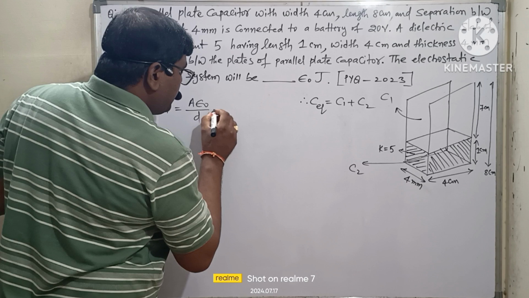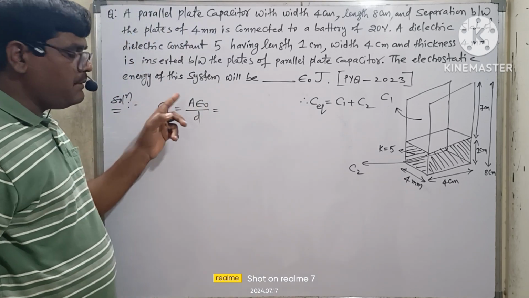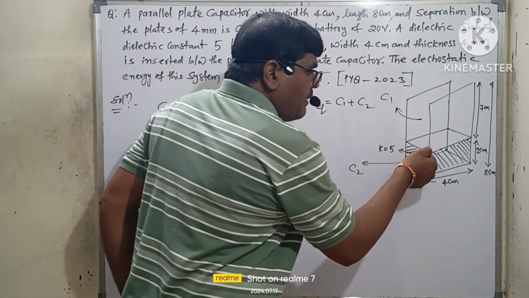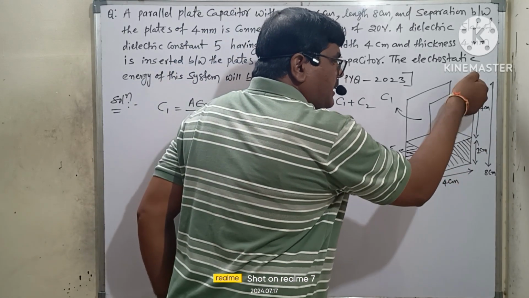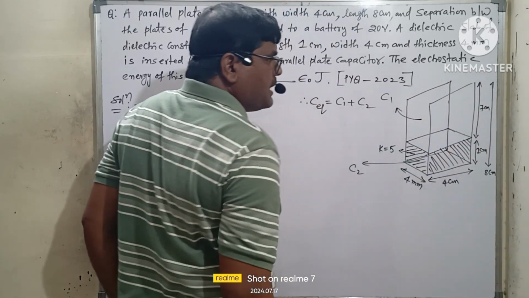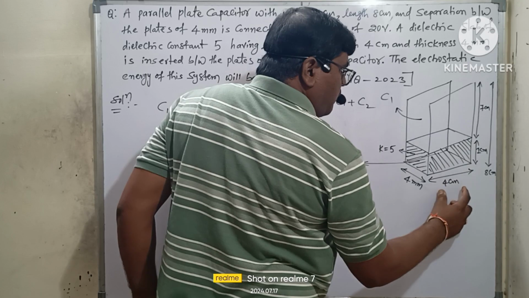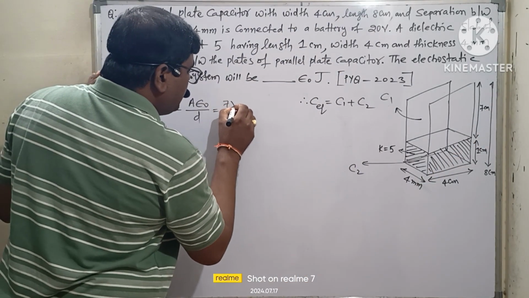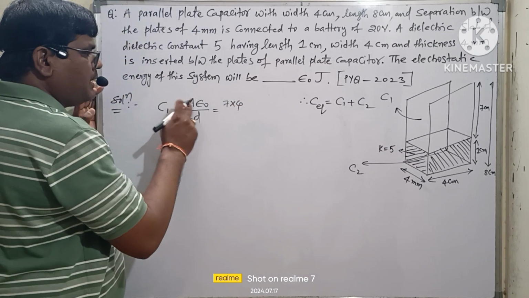What are the values given here? The letter A means the area of the plate without any dielectric. Area of the plate is length into width. Here it is 7 into 4, both in centimeters, no problem. That is length into breadth, and that is our area.